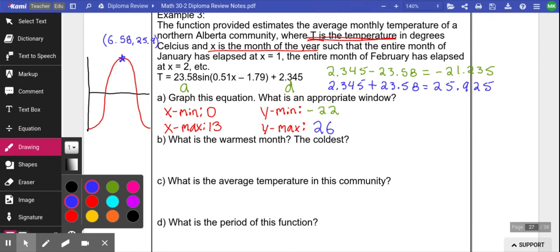X represents the month. Y represents the temperature. The question will define how you read those X values. So it told you that the month of January has elapsed at X equals 1. So that means all of January was 0 to 1. February was 1 to 2. March was 2 to 3. April was 3 to 4. May was 4 to 5. June was 5 to 6. July is 6 to 7. 6.58 lands in July.